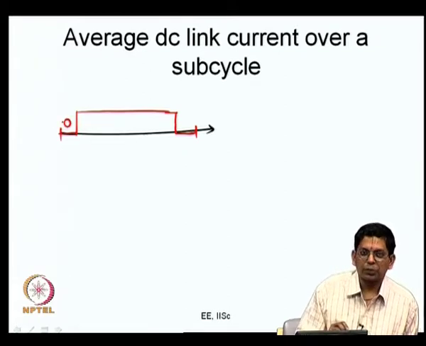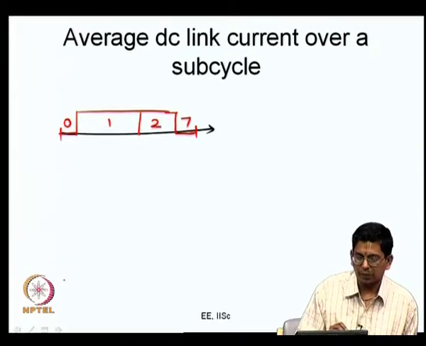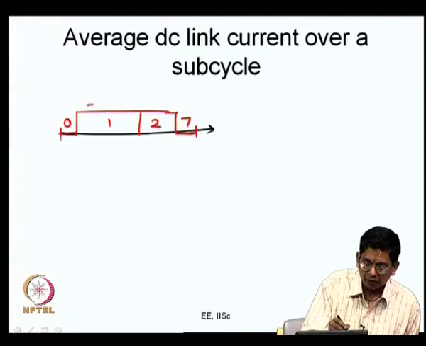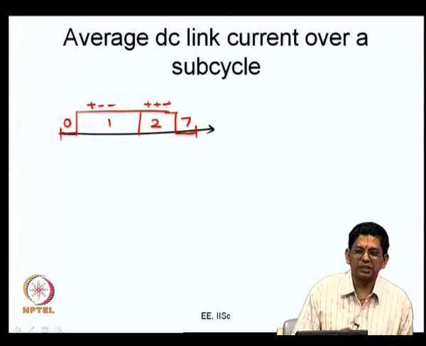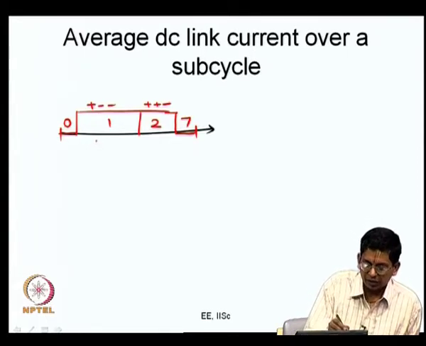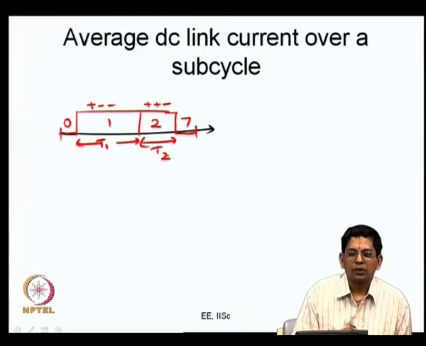Inverter state 0 is applied here. Let us say the inverter state 1 is applied, 2 is applied, and 7 is applied, and this is the whole duration Ts. So, this 0 means all of them are negative, 1 means plus minus minus, 2 means plus plus minus. Let us say this is what is applied in one inverter cycle. So, this is for duration T1, this is for duration T2.